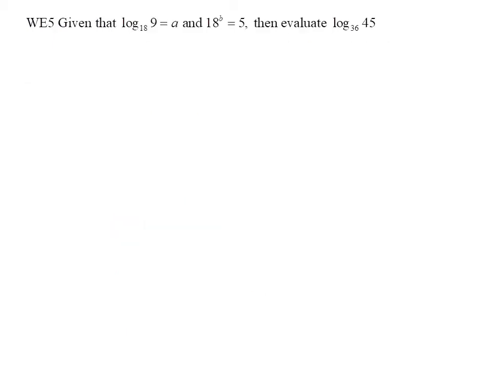Example 5 is to evaluate the expression of logarithm base 36 of 45 given that a equals logarithm base 18 of 9 and 18 to the b equals 5. We are going to show 3 different approaches to simplify this logarithmic expression.